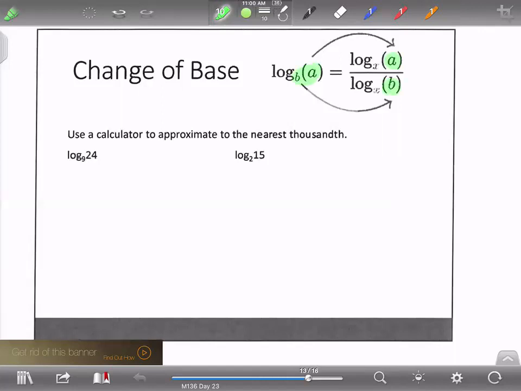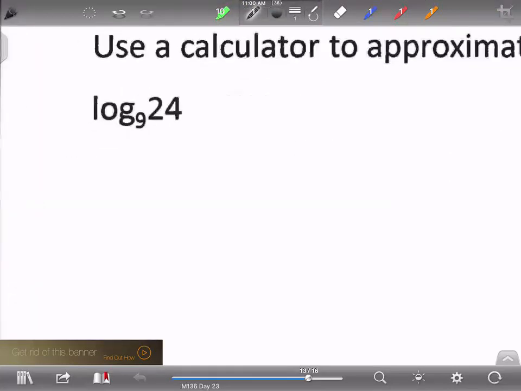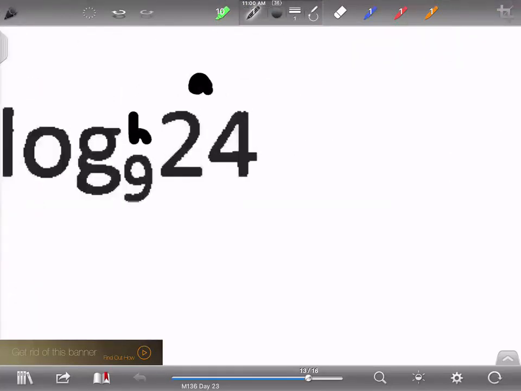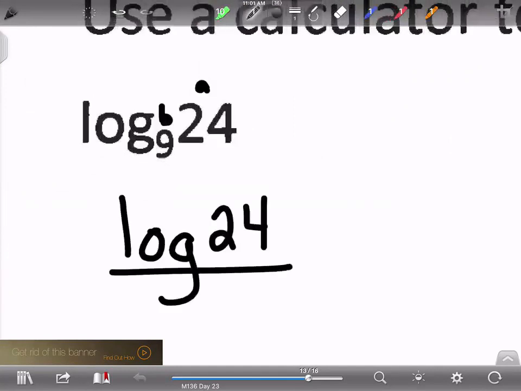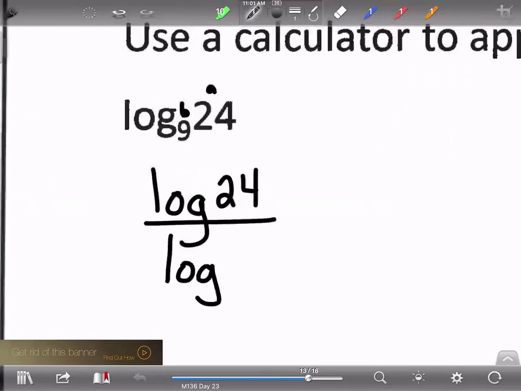This is where our calculator is going to come into play. So in this case, this is a and this is b. So on my calculator, I'm going to take log of 24 divided by log of 9. So this is how we're going to use our calculators to find values for us. Again, the calculators we have only compute log base 10. This is how we can type things in using log base 10 to find our answers.